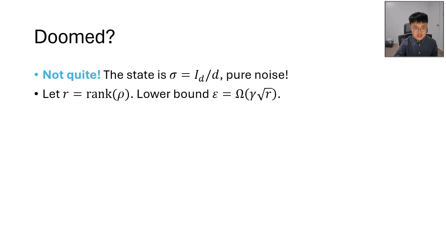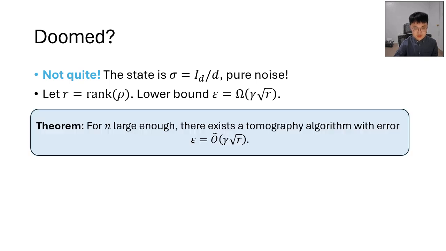If the state has a rank of r, then an immediate corollary from our previous lower bound is that the error for testing must be at least gamma times square root r. So can we achieve this error lower bound? The answer is positive. With sufficiently many copies, we can actually design a tomography algorithm that learns the entire, full state, that basically achieves this optimal error.